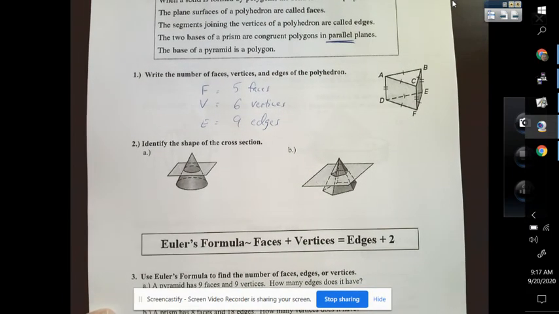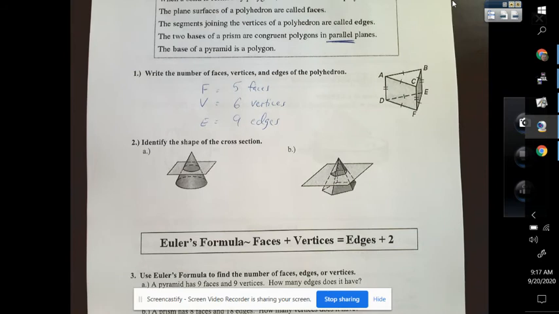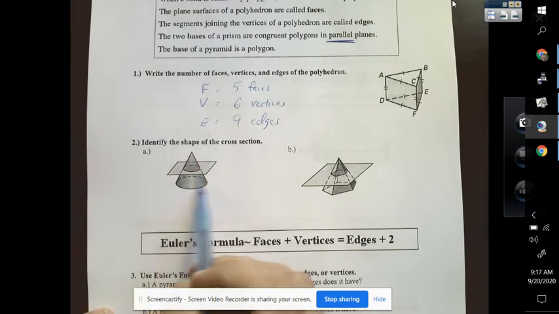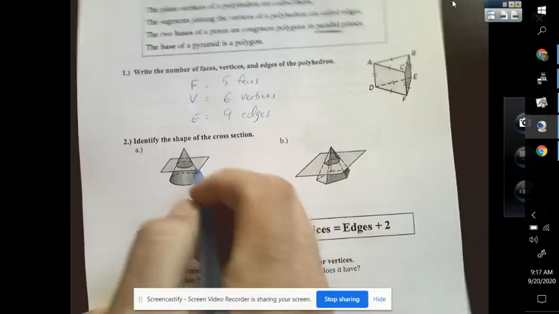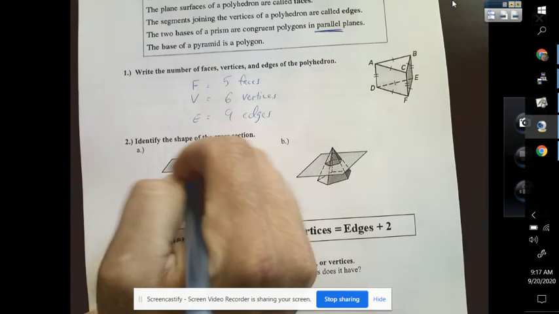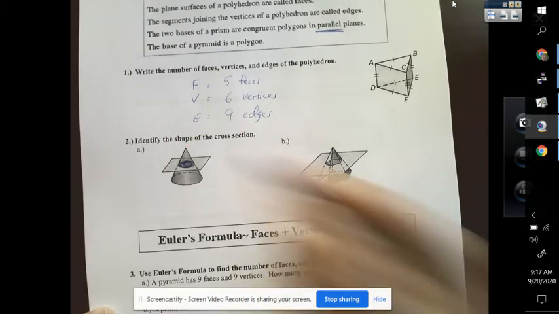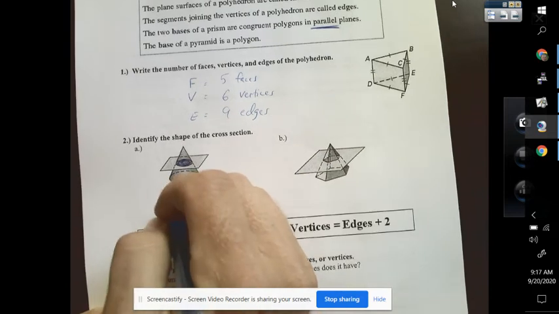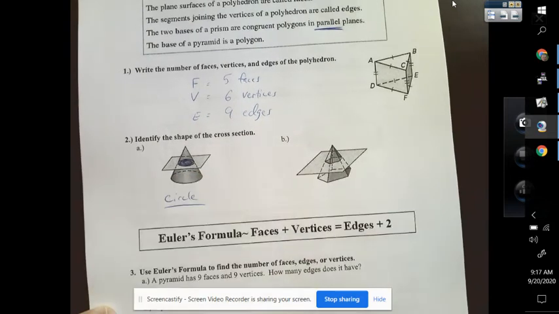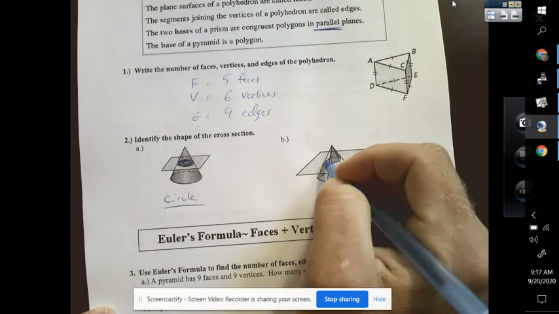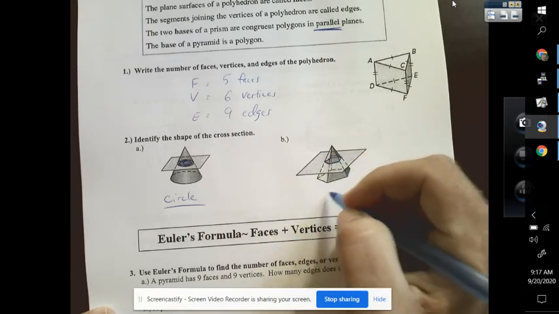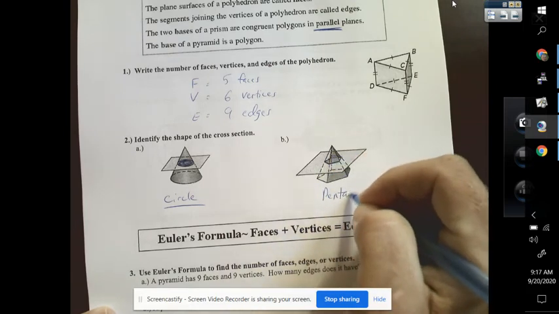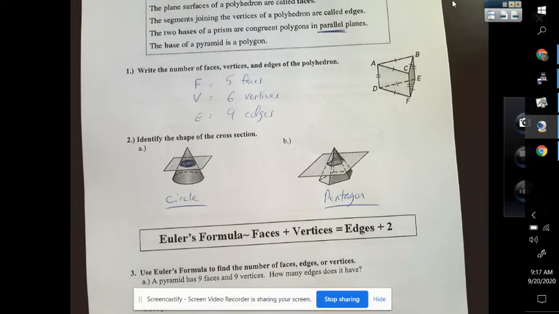Okay. Identify the shape of the cross section. So here we have a polyhedron. Okay, we have a cone, and we are cutting through the plane. Well, the cross section is the shape that is formed when you cut through it. So in this case, that is going to be a circle. Okay. Over here, we've got 1, 2, 3, 4, 5. So 5-sided shape. Pentagon. All right.